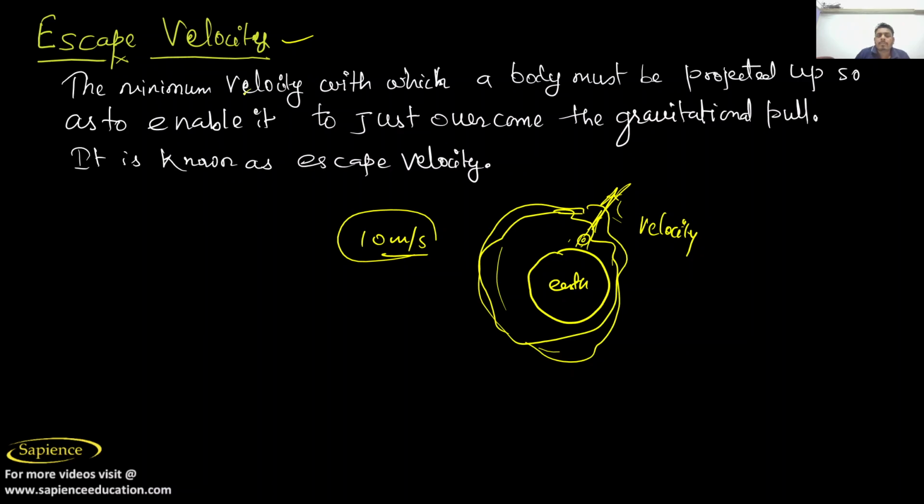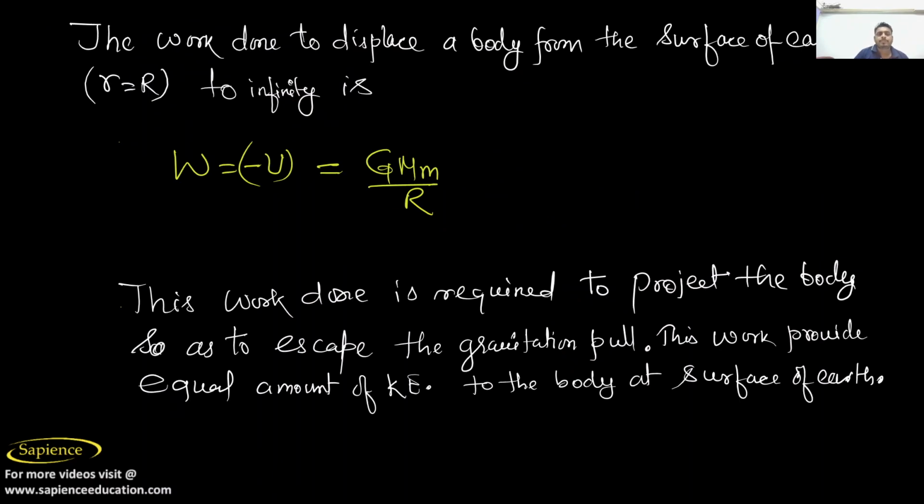The minimum velocity with which a body must be projected up so as to just overcome the gravitational pull, so that no pull is acting on this object, is known as escape velocity. Now the task is how to find the escape velocity. So let us consider now.